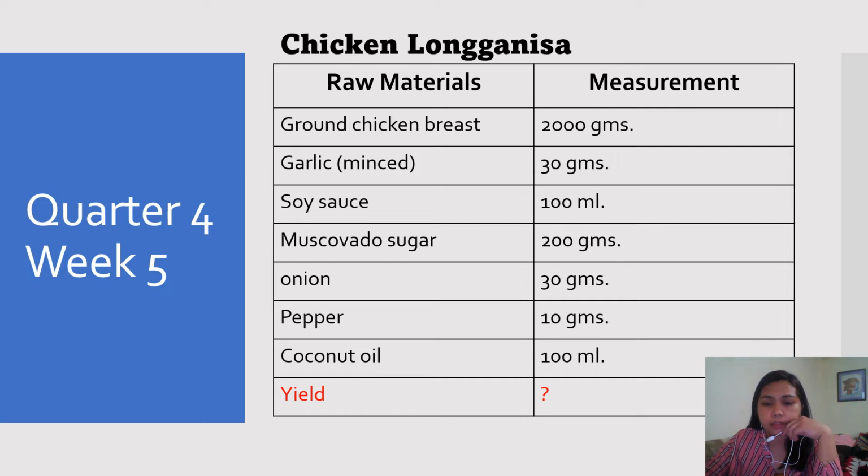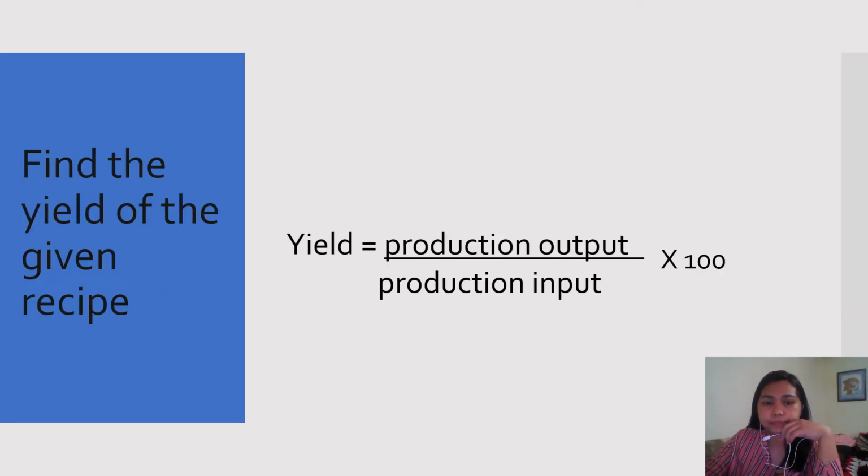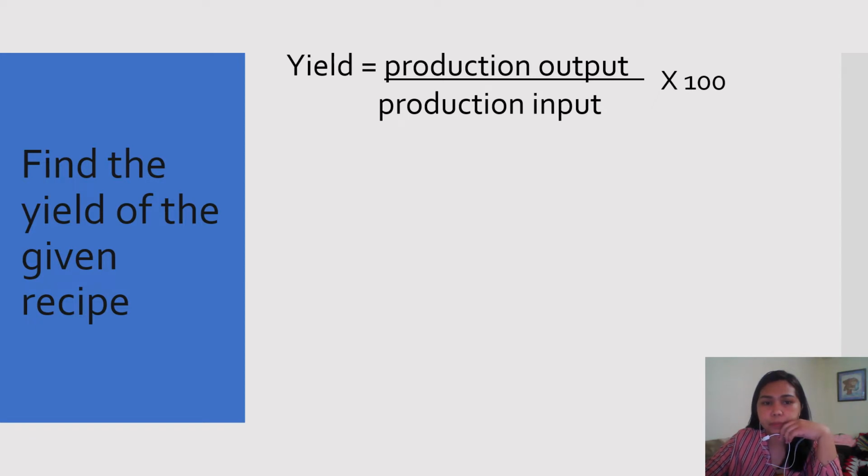Let us find the percentage yield of this recipe. We have here chicken longanisa. On the first column, we have the raw materials. Then, on the second column, we have the measurement. We have this formula: percentage yield is equal to production output divided by production input times 100.